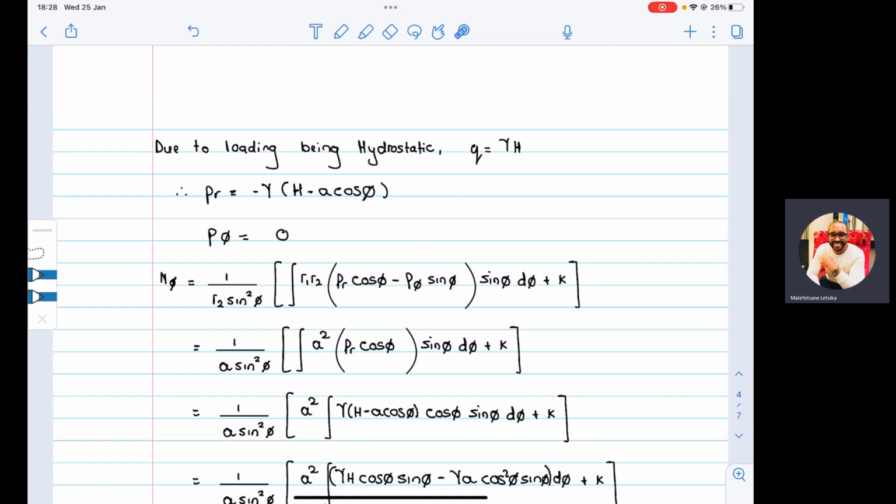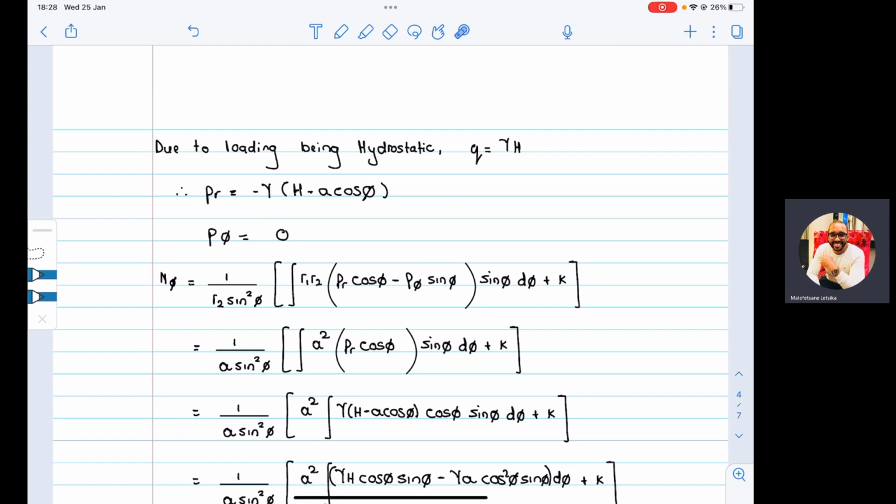That's what I'm trying to say. Pressure acts normal to the surface. Hence why you see here P phi, which is tangential, should be 0, because we know that pressure acts normal to the surface. That's why P phi here is 0. Because it's tangential and we do not have tangential forces due to hydrostatic pressure. It's only normal forces due to pressure.